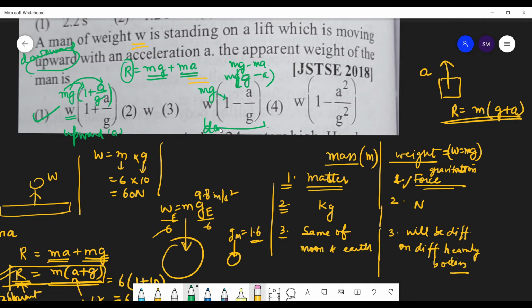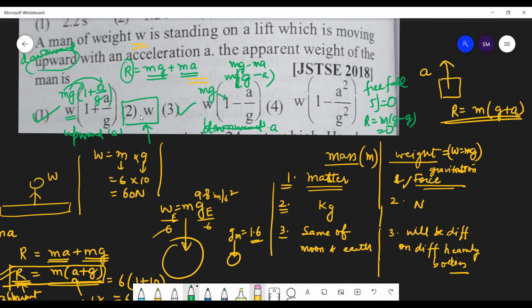So if the lift is moving upward with acceleration A, then this is correct. If the lift is moving downward with acceleration A, then this option is correct. And when do we have this option, students? When the lift is in free fall, then option 5 will be 0. Free fall means apparent weight will be 0. Why? Because apparent weight is equal to m into g minus a, and a is also g, so that is 0. So that is for the free fall.